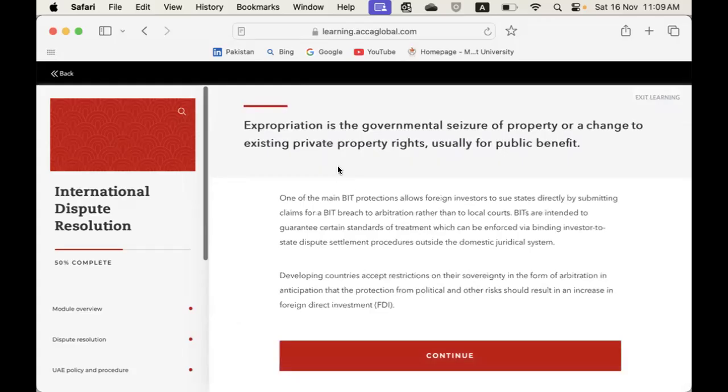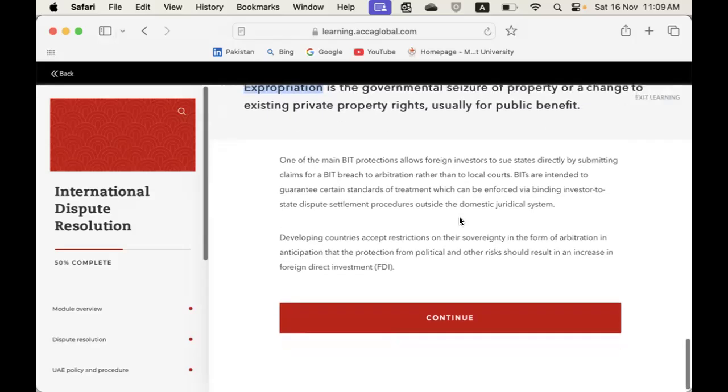We are going to look at these. Expropriation is the government seizure of property. If anybody did not know the meaning of the word expropriation, so that's the meaning. If I remember correctly, the same has been addressed in IFRS as well somewhere. Expropriation is the governmental seizure of property or a change to existing private property rights, usually for public benefit.